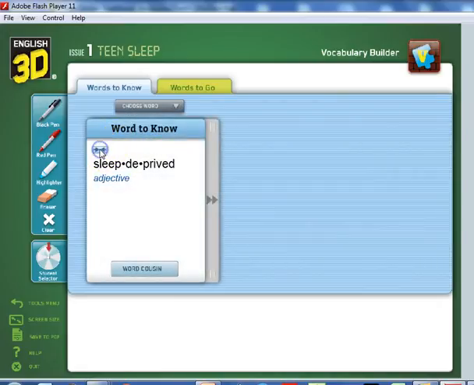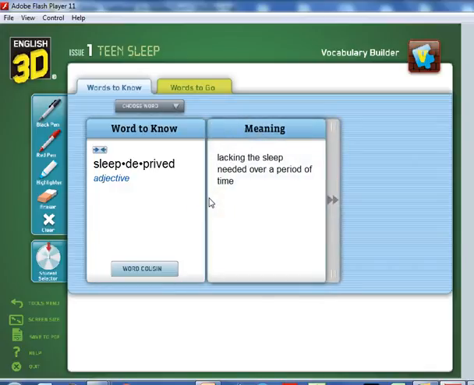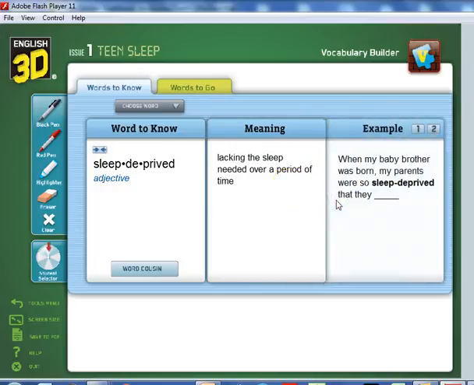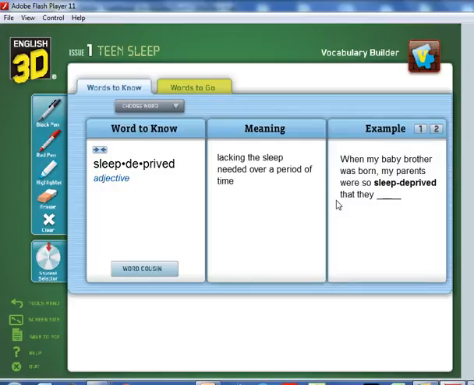Sleep deprived. Sleep deprived is an adjective. It means lacking the sleep needed. So, lacking, not getting the sleep needed over a period of time. Sleep deprived. You don't get enough sleep. You're sleep deprived. When my baby brother was born, my parents were so sleep deprived that they forgot to pick me up from school.